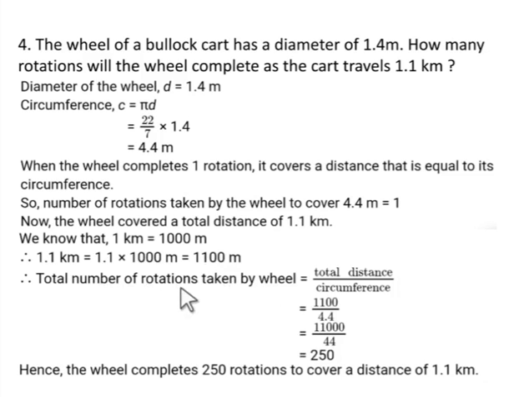So total number of rotations taken by wheel is equal to total distance divided by circumference or distance covered in one rotation. That is, you will divide 1100 by 4.4. Now, as you will remove the decimal point, here 10 will increase in the numerator. So you will get 11,000 upon 44. Now divide 11,000 by 44, you will get 250. That is, the wheel completes 250 rotations to cover a distance of 1.1 kilometer.